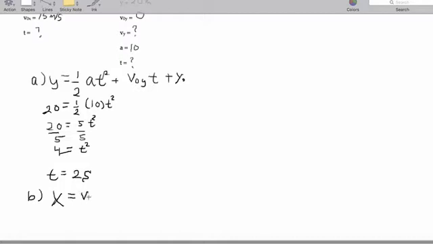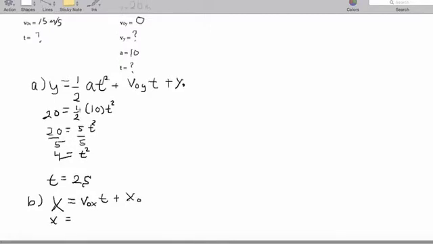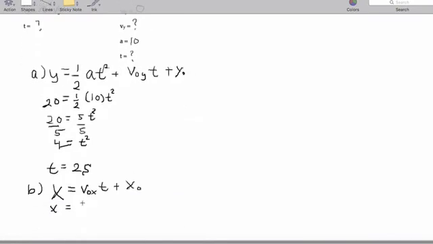x equals v naught x times t plus x naught. So let's plug in our numbers. x is going to be, well, we're going to use the 15 meters per second times this 2 seconds that we calculated. So we end up getting 30 meters.